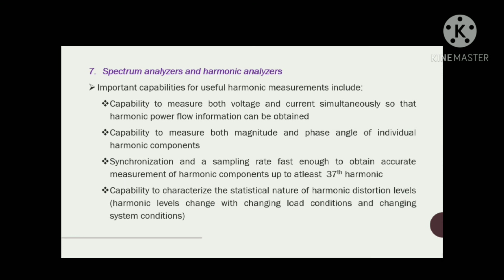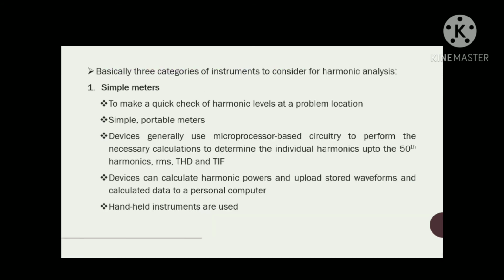And these are basically three categories of instrument to consider as a harmonic analyzer. First one is a simple meter. It is sometimes necessary to make a quick check of harmonic levels at a problem location. So for this purpose we are using a simple portable meter.